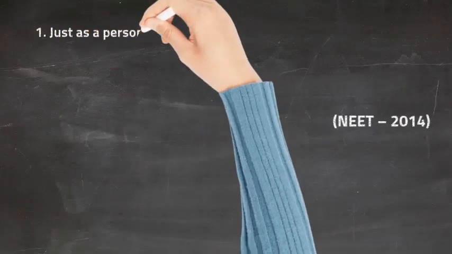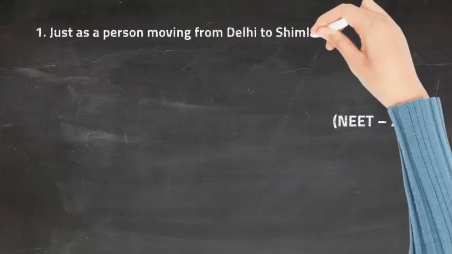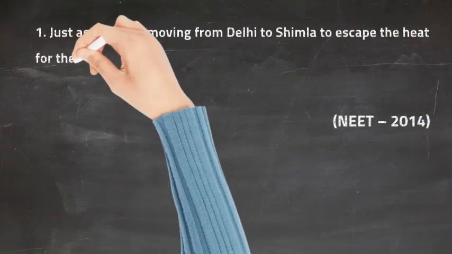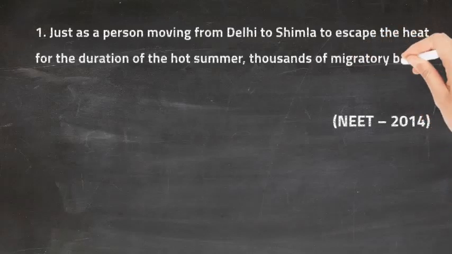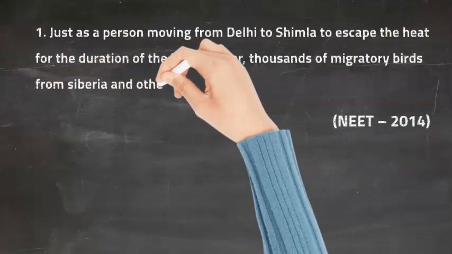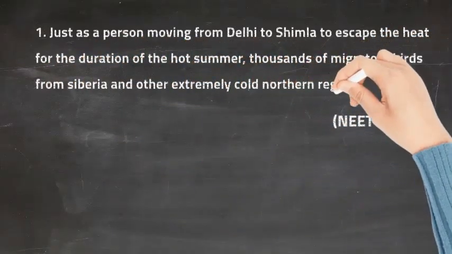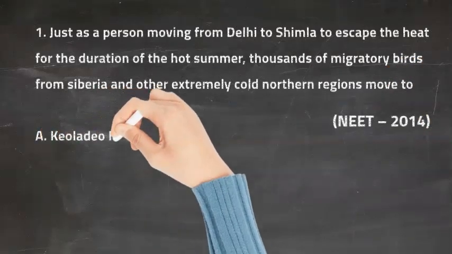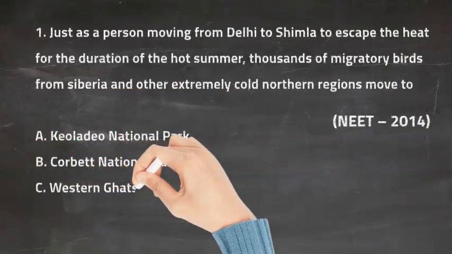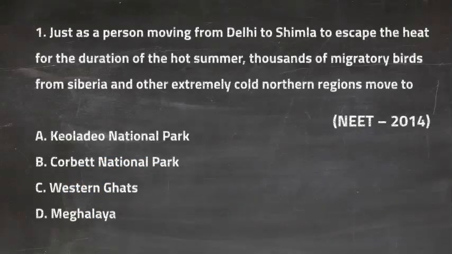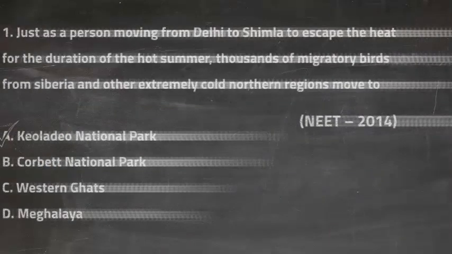First question. Just as a person moving from Delhi to Shimla to escape the heat for the duration of the hot summer, thousands of migratory birds from Siberia and other extremely cold northern regions move to the: option A, Keoladeo National Park; option B, Corbett National Park; option C, Western Ghats; and option D, Meghalaya. The right answer is option A, Keoladeo National Park.